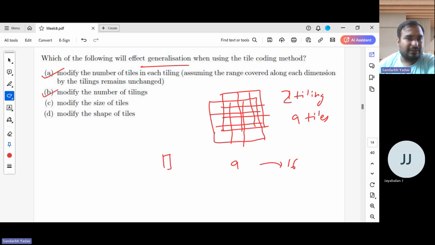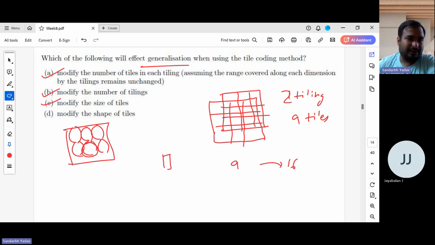So that will also affect the generalization capability, right? And modify the size of the tiles. So the C option is essentially equivalent to 1. If you modify the size of the tiles, it will essentially modify the number of tiles in each tiling. And modify the shape of tiles. Again, remember this example from class in which we were using some coarse coding. So obviously, it also affects the generalization because suppose an update comes, now it will go in this region. Initially, maybe if the shape was square, it was going in this region. So this also affects the generalization capability.